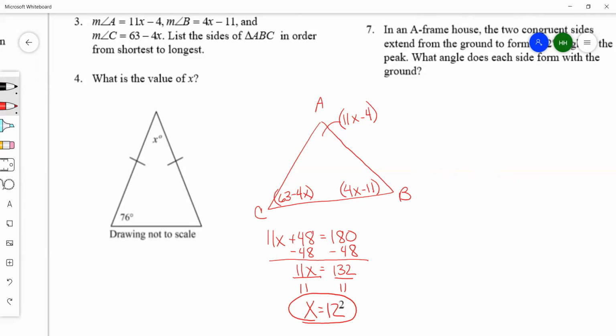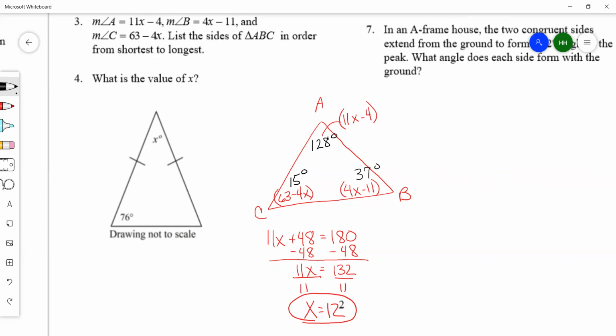So right here, for angle A, in your calculator, you type 11 times 12 equals 132, and then you subtract 4. So this angle is 128. Then you type 63 minus 4 times 12, and that equals 15 degrees. And then for angle B, you go 4 times 12 minus 11, and that's 37 degrees. So those are your angle measures for these 3 angles in this triangle.